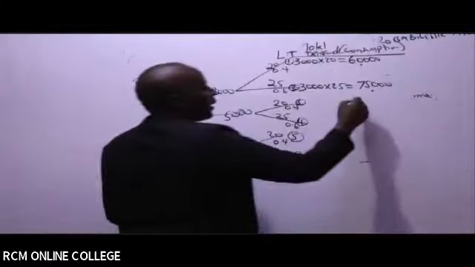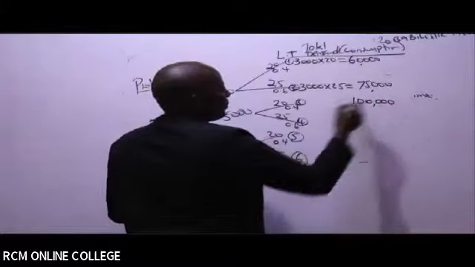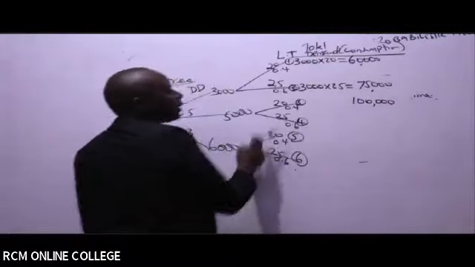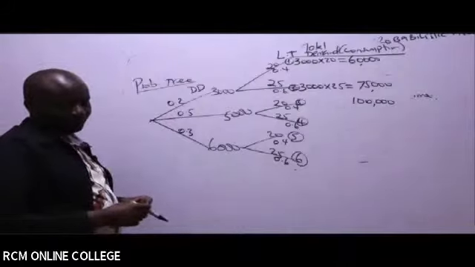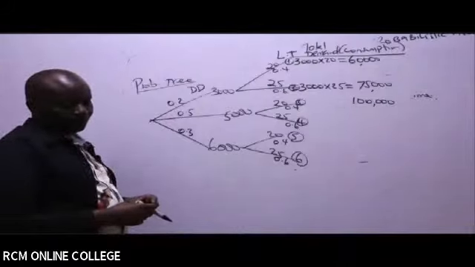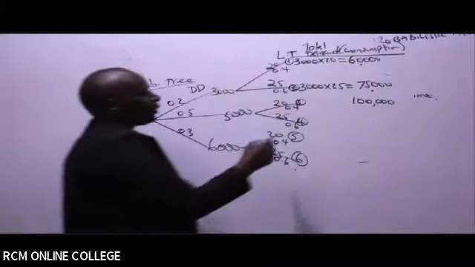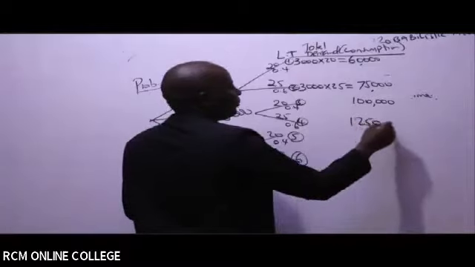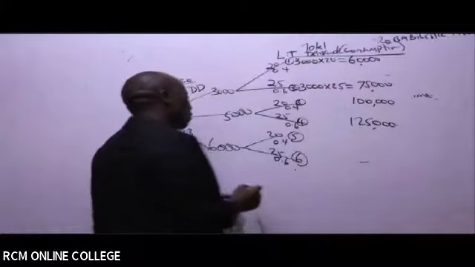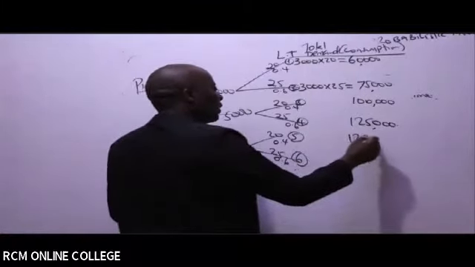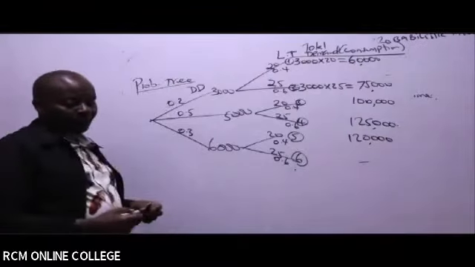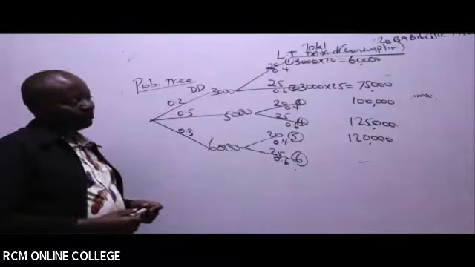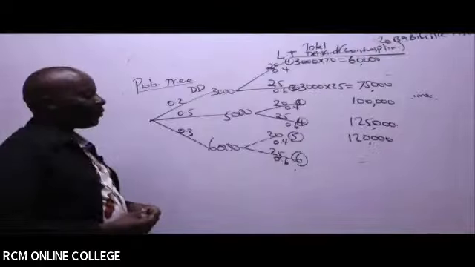100,000. So this is 100,000. 5,000 times 25,000 is 125,000. Thank you so much. 6,000 times this is 120,000. This I can see. But 6,000 times 25,000, you have to give me 150,000.